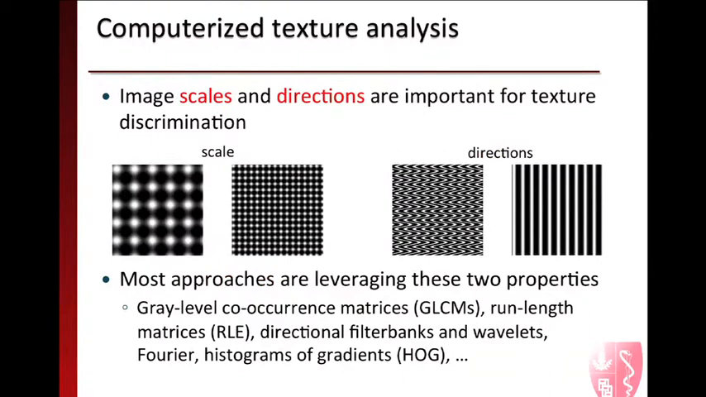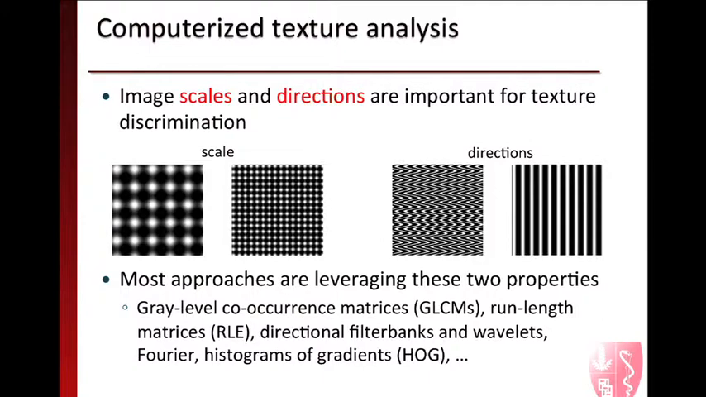So there are mainly two properties that are very important to characterize texture in images. The first one is a change in scale. So you can see that the only change between these two textures is a zooming effect. And the other property is the direction. So here, for example, this texture only has vertical directions, and this has a more heterogeneous distribution of the directions. So most approaches in the literature are leveraging these two properties, such as gray-level co-occurrence matrices, directional filter banks, or wavelets, or histogram of gradient, which is well used in SIFT, for example.